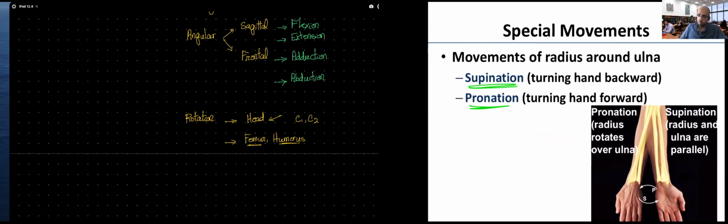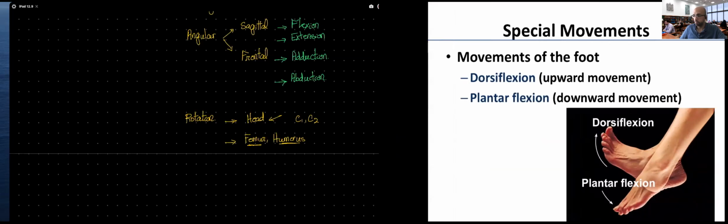We also discussed some special movements, like the special movement here that results from the rotation of the radius, not around its own axis, but around the ulna, allowing the pronation and supination movement of the hand. We did see the upward and downward movement of the foot. Remember, an upward movement of the foot, this is what we've called the dorsiflexion. A downward movement of the foot, this is what we call the plantar flexion.